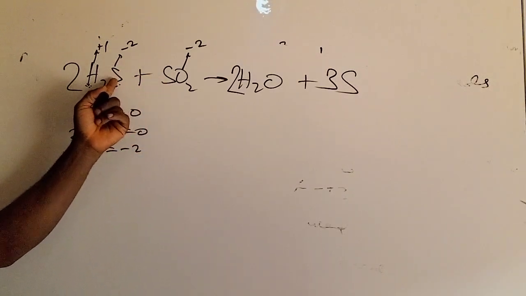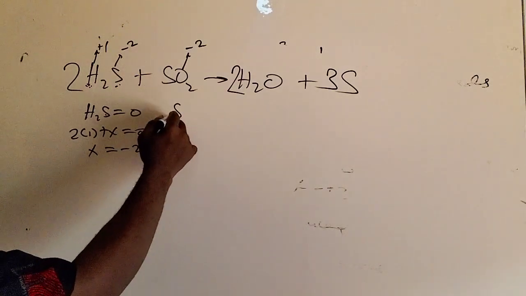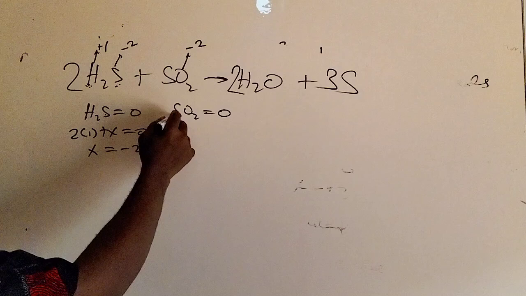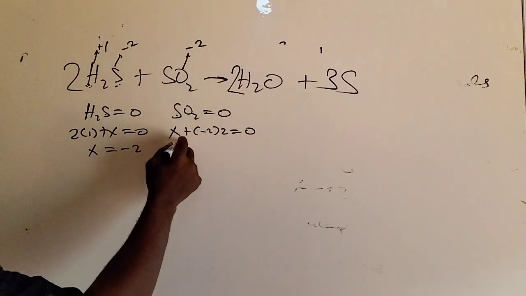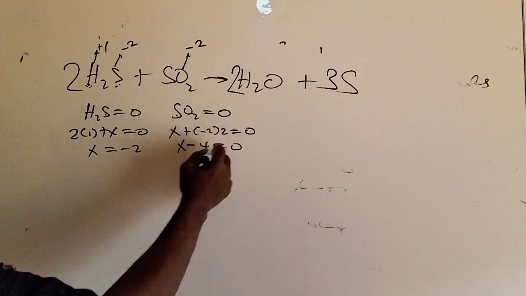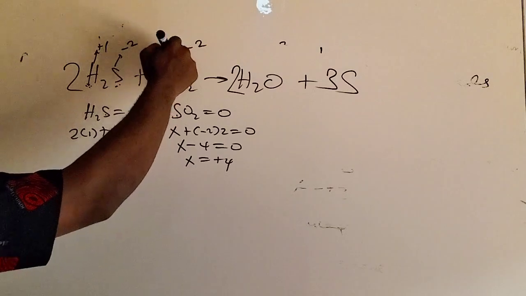Sulfur is one of the elements that changes oxidation state regularly in compounds. So to get sulfur here, I'll equate to 0 and calculate sulfur. Call it S, oxygen is minus 2 times 2, equals 0. So S minus 4 equals 0, S gives us plus 4. So here it becomes plus 4 for sulfur.